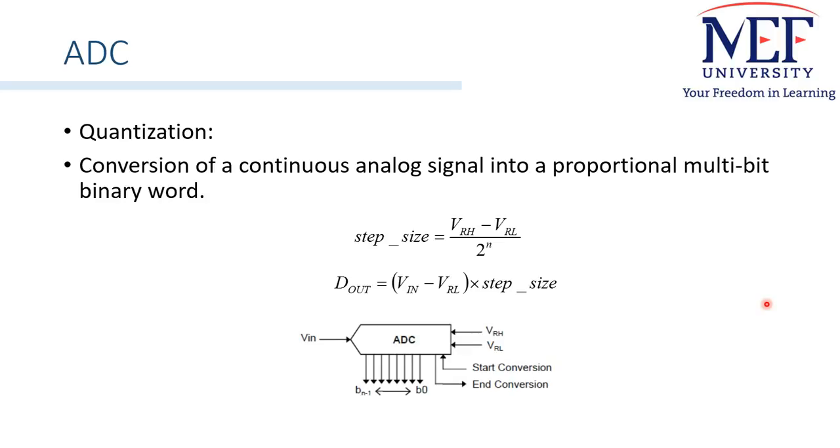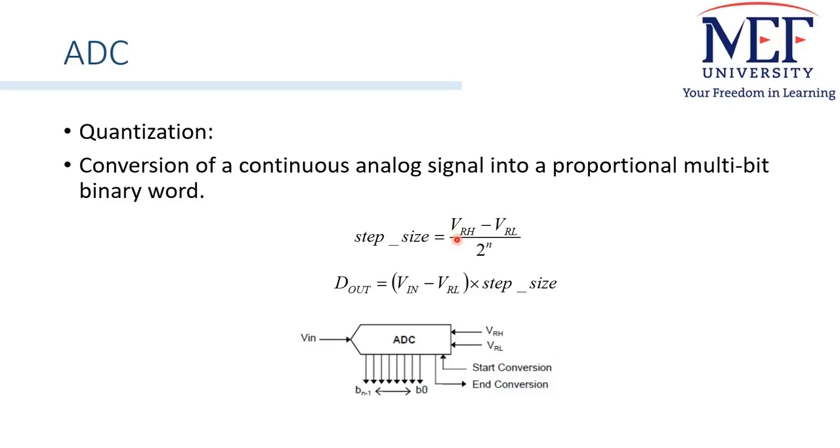An ADC is an analog to digital converter which is used for quantization. So it means conversion of a continuous analog signal into a proportional multi-bit binary word. As in the DAC case, we can talk about the step size. Step size is defined as this formula.